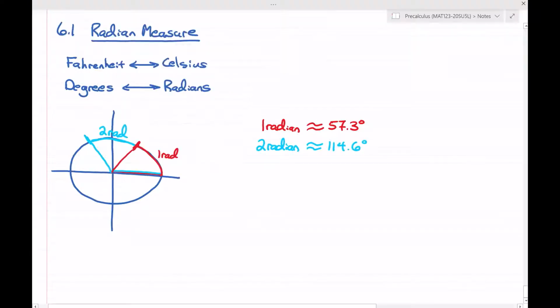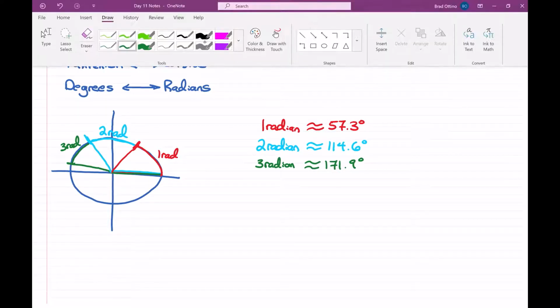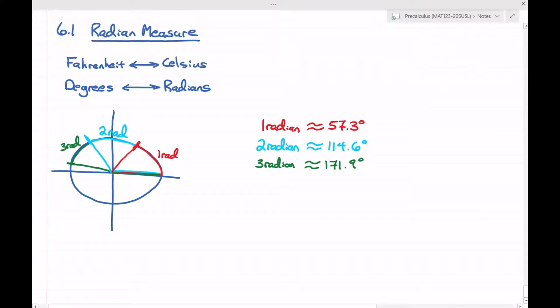Now let's do another one. If we were to do it again, we'd almost get all the way around. This would be 3 radians right here. That would be this angle. So it's almost all the way around, but it's not quite. So 3 radians is about 171.9 degrees. But to go all the way around, what's the total angle measurement of a straight line?